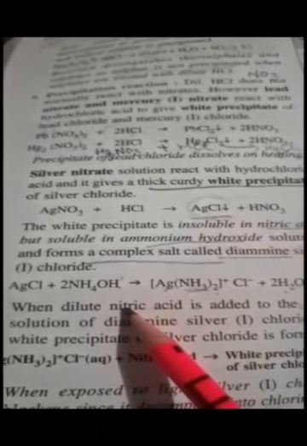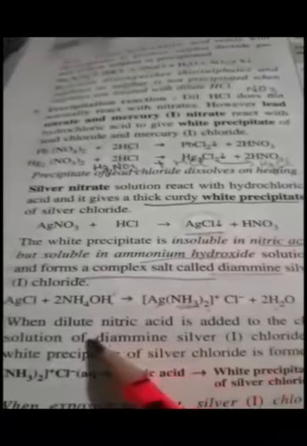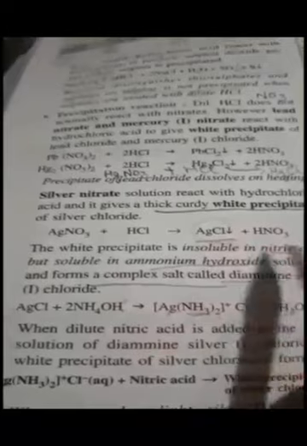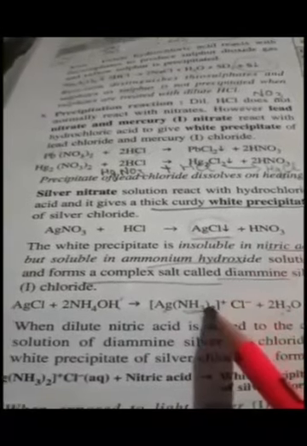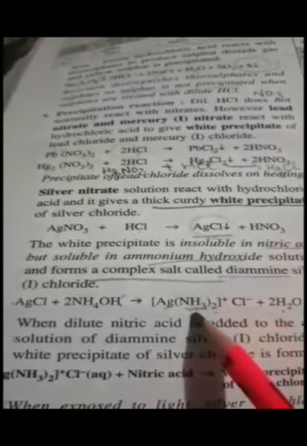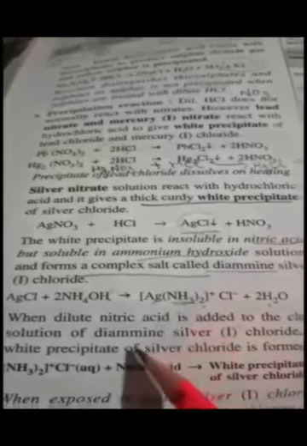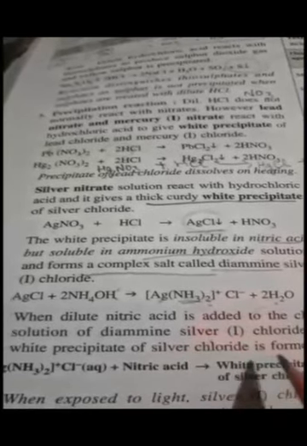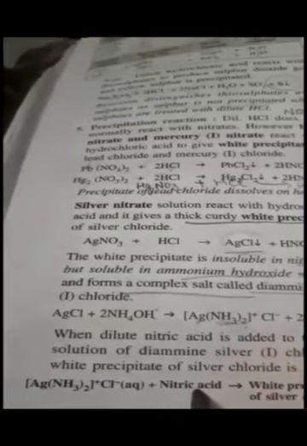When dilute nitric acid is added to the clear solution of diamine silver chloride, the white precipitate of silver chloride is formed again. If we add nitric acid, the white precipitate of silver chloride forms again.